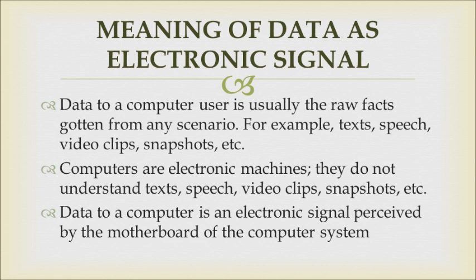Data to a computer user is usually raw fact gotten from any scenario. For instance, A, B, C, D, E, F, G, H. This is data to a computer user. So you now type A, B, A, ABBA. This is information to a computer user, I mean somebody operating the computer.